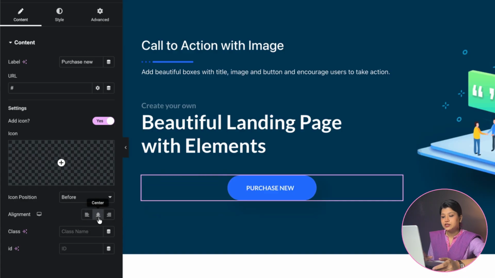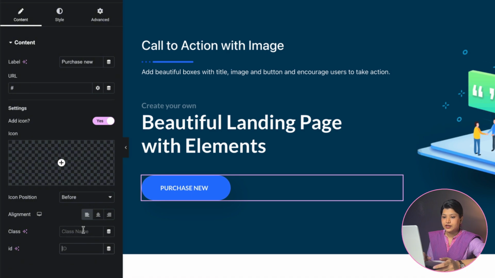And then we have alignment. You can keep it in the center, in the right, or in the left. I think it looks so well in the left, so I'm keeping it here. Then we have options called class and ID. If you want, you can add them also. Oh, one more thing, make sure you activated all the widgets that you want to use for this call to action section. Now we have the style tab.